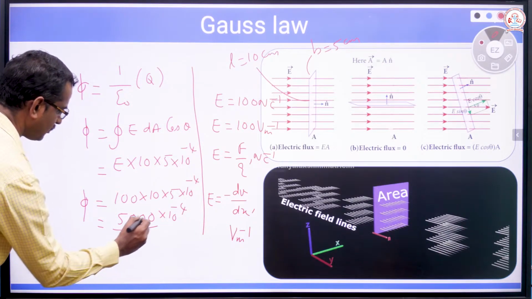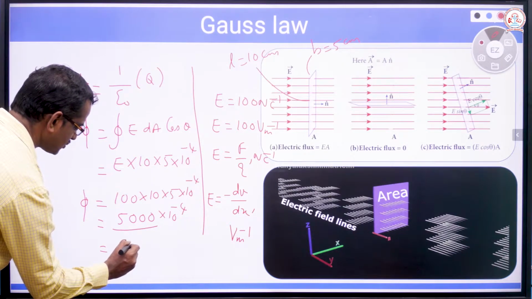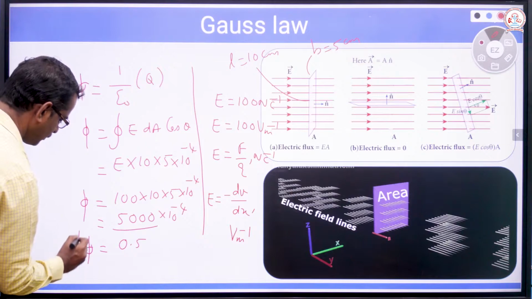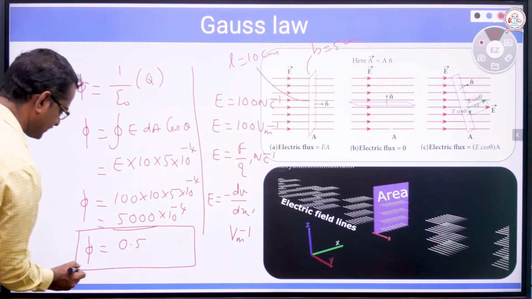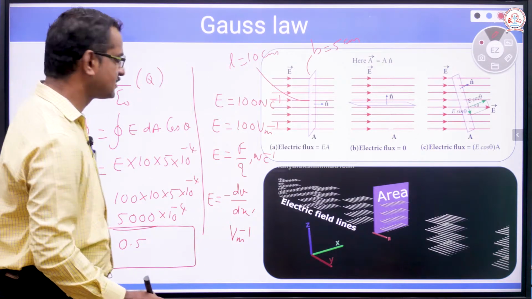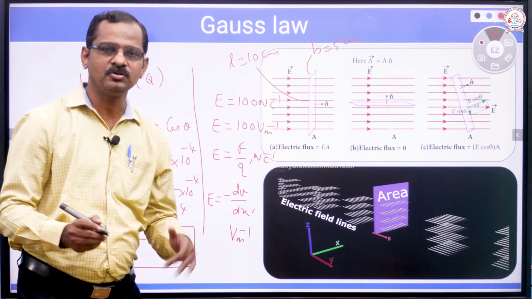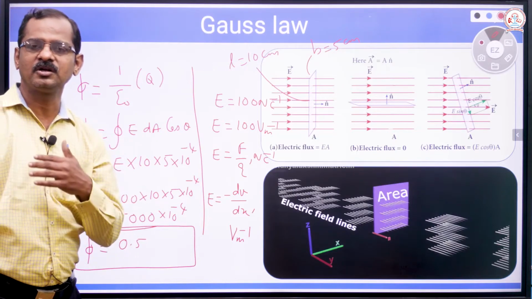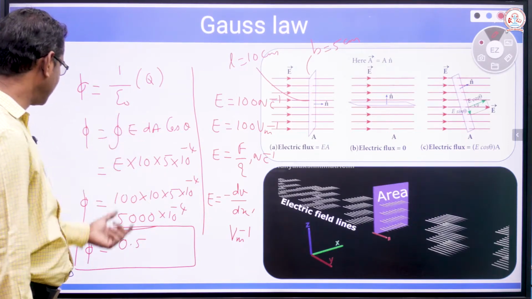Then you get 0.5. Flux phi is equal to 0.5. What is the unit for flux? We need not memorize the unit. From this we can get the unit. For any physical quantity, we need not memorize the unit. If you know the equation, we can get the unit.